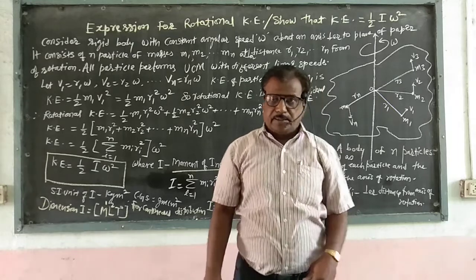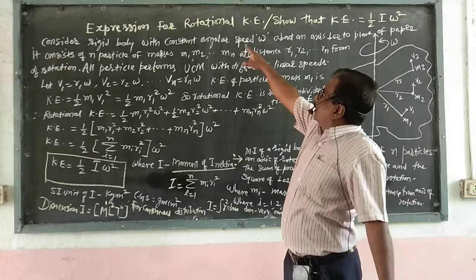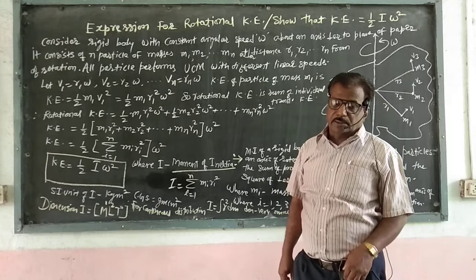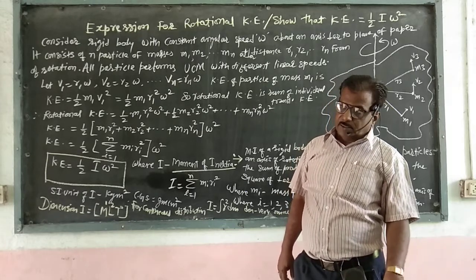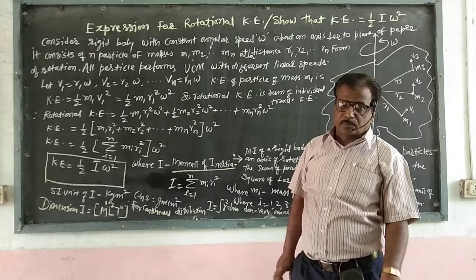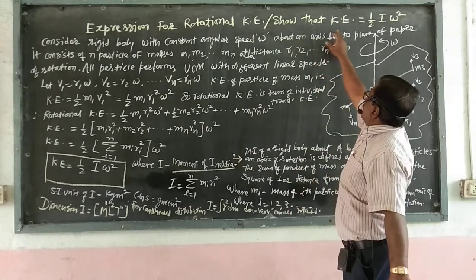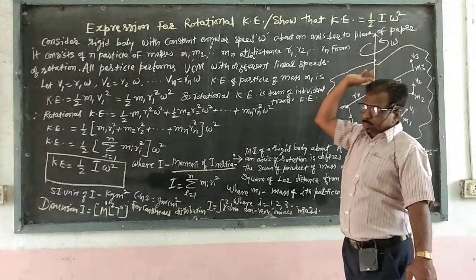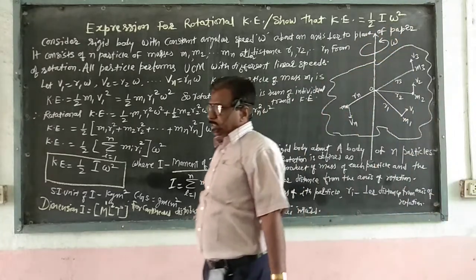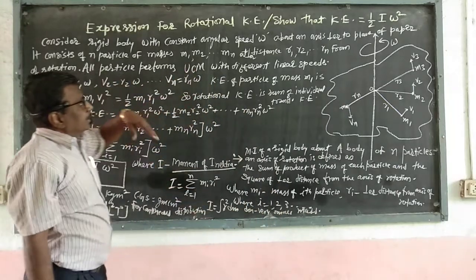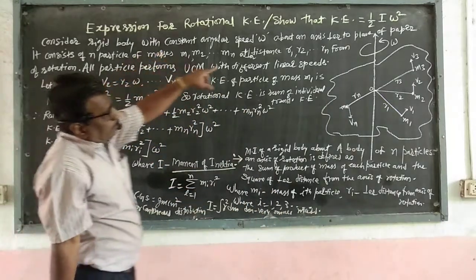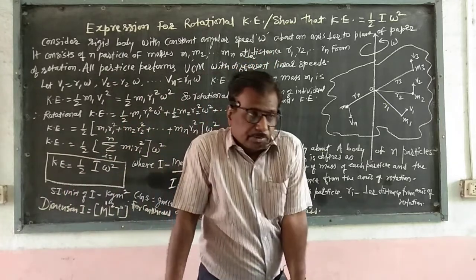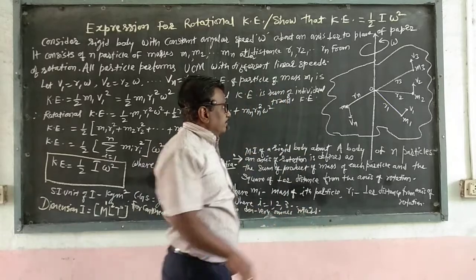The next point is the expression for rotational kinetic energy, a question that can be asked in the HSC exam. Show that, or prove that, kinetic energy is equal to half I omega square. Similarly, this question can also be asked: prove that the kinetic energy of a rotating body is equal to half I omega square. Now, to solve this question, first we draw this diagram.